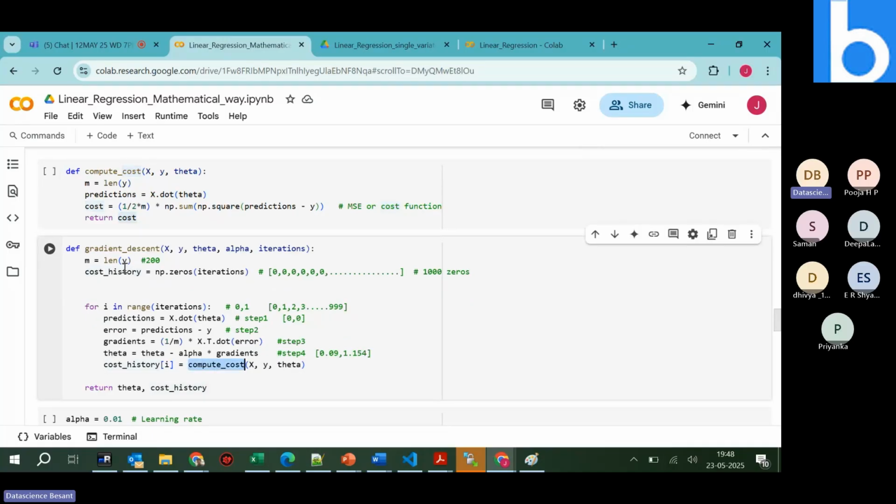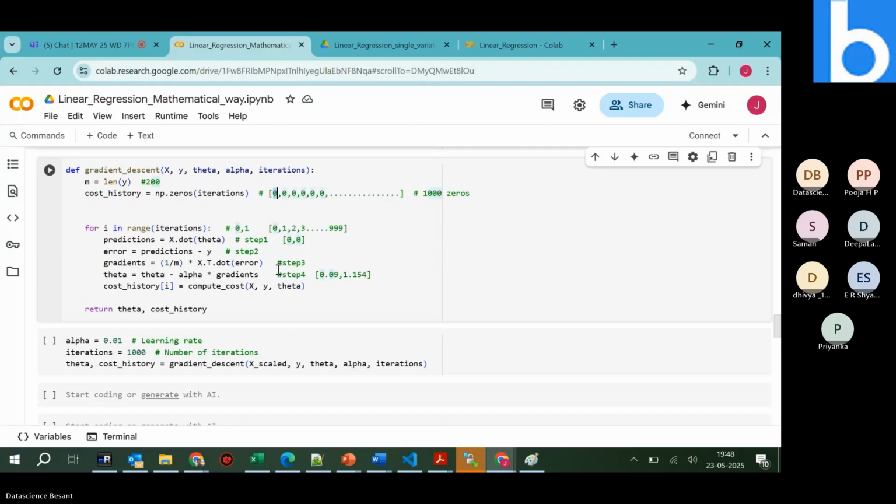So the 0 that was there initially will be replaced with whatever the cost value has become. Maybe 4,322 is the cost, so that 0 will be replaced with 4,322. So i is equal to 0, iteration is over. Now you might have updated m and b values in step 4, and you'll go for i is equal to 1 with a new equation. Understood? Yes, till now it's clear.